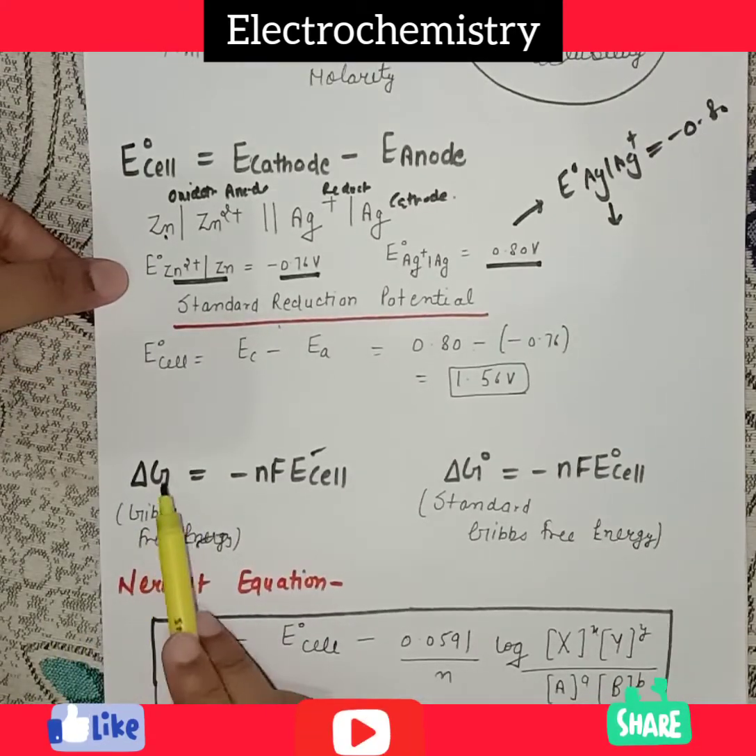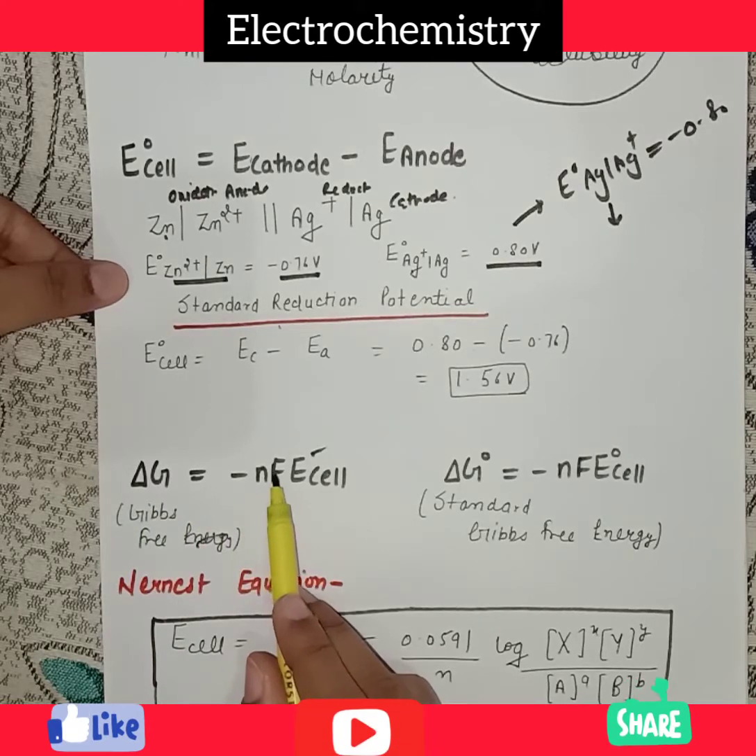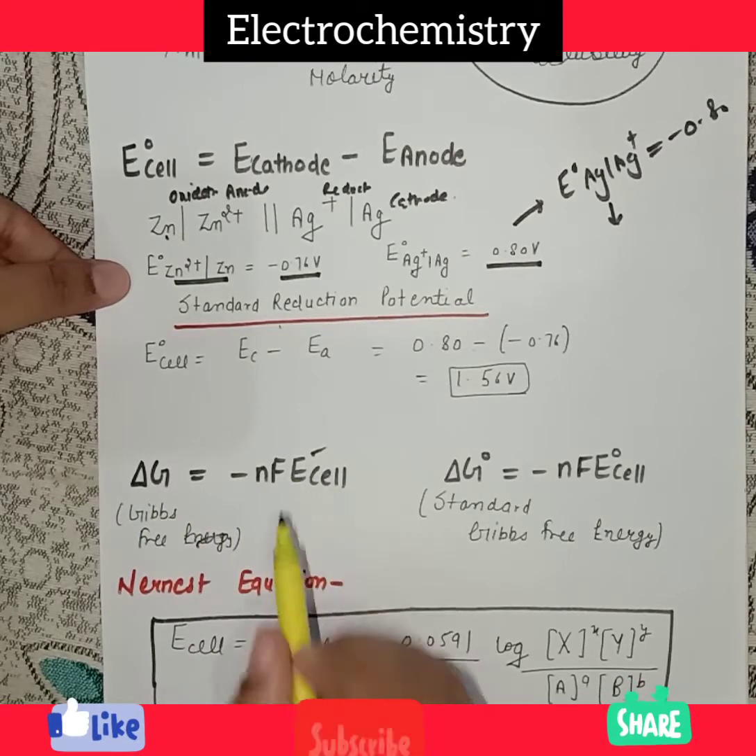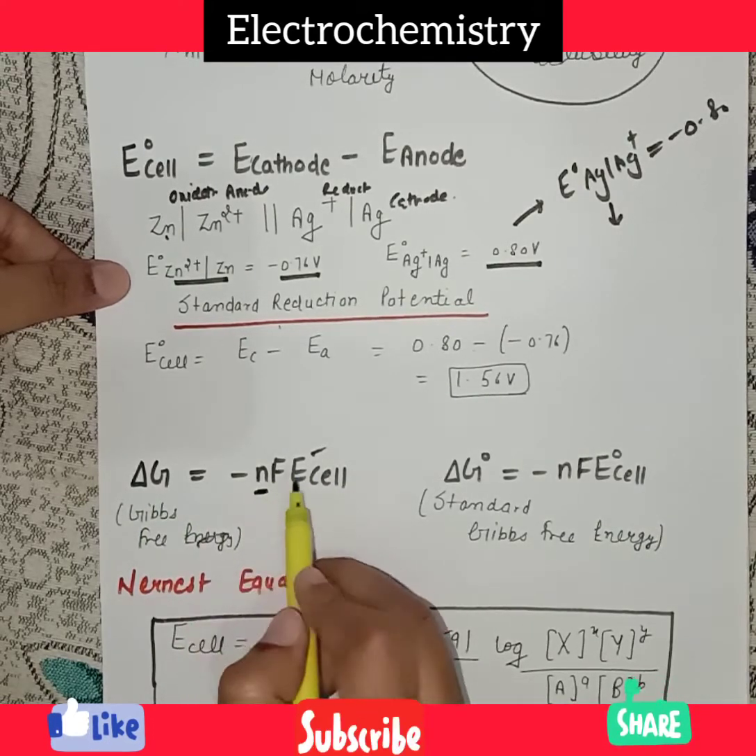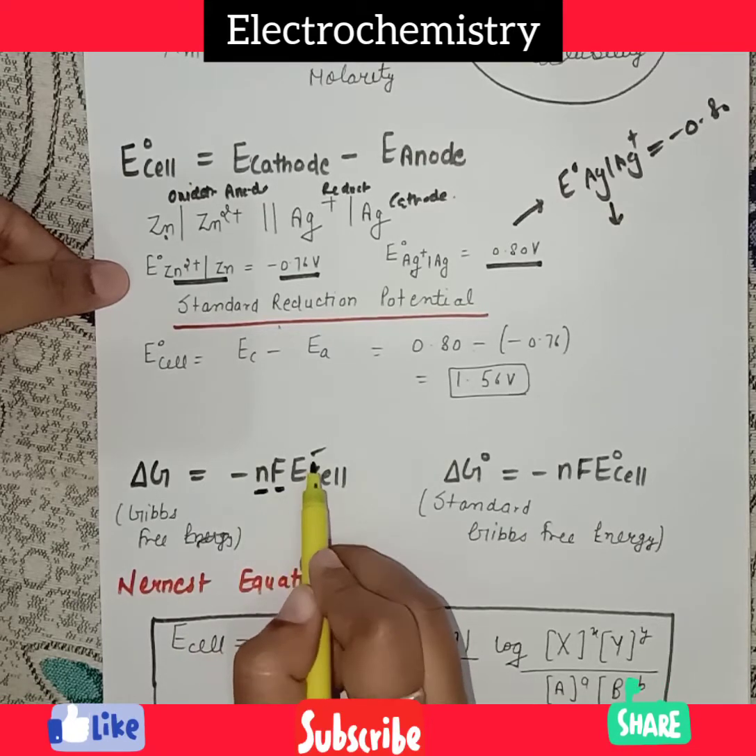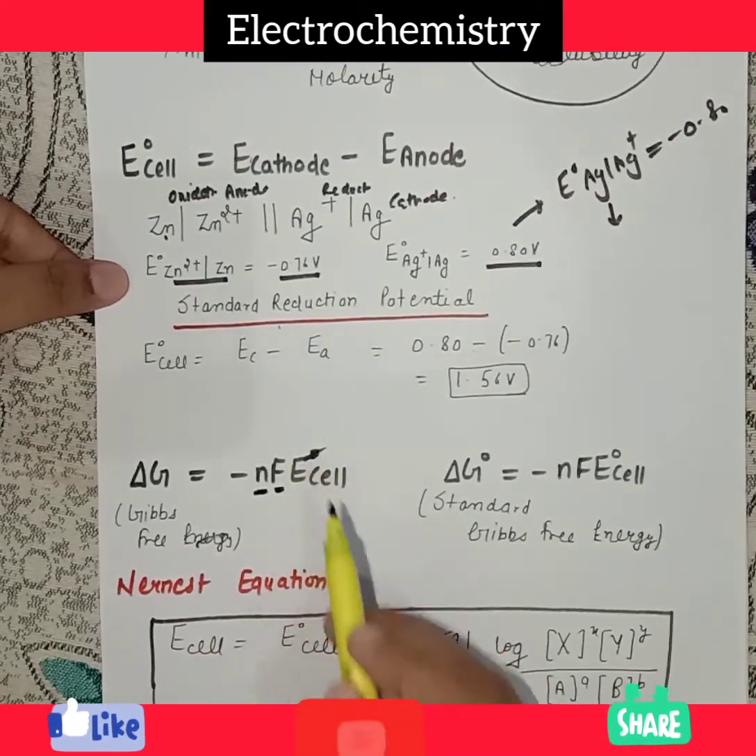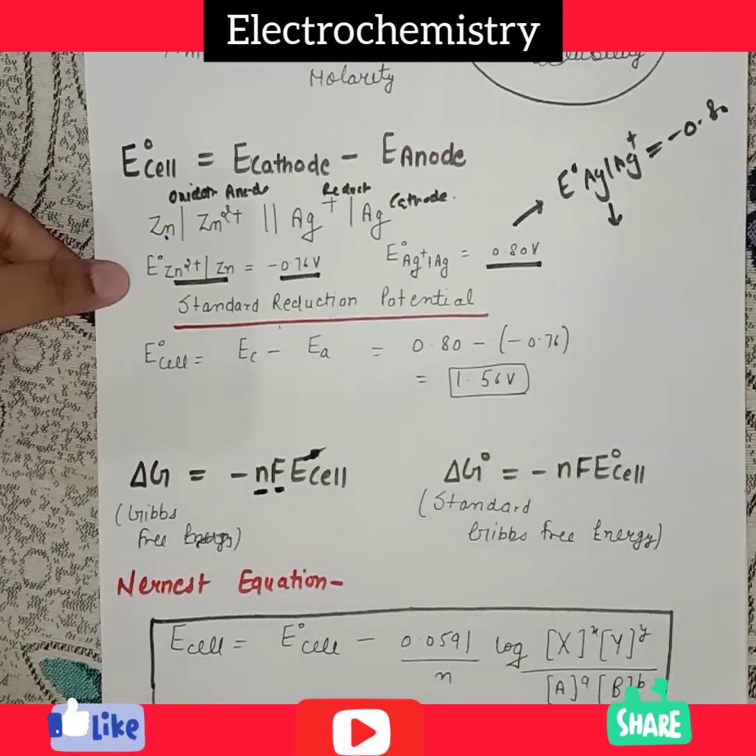Okay, next is Gibbs free energy. The formula is ΔG = -nFE cell. n is the number of electrons transferred, F is Faraday, and E cell. For standard conditions, standard Gibbs free energy, we use E naught cell.